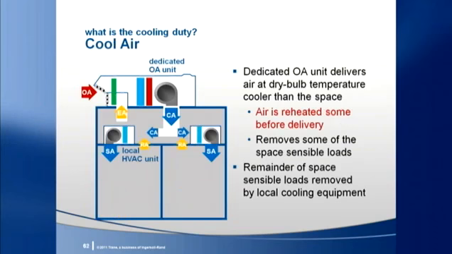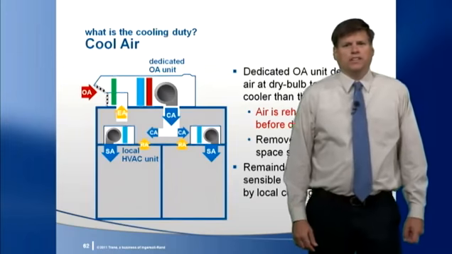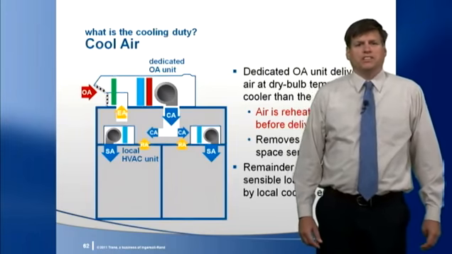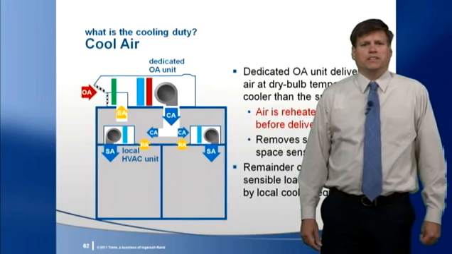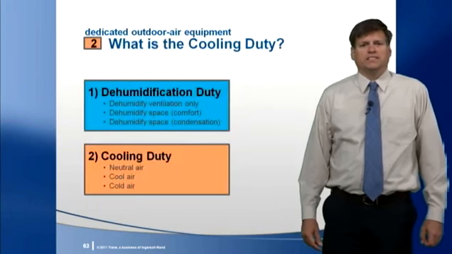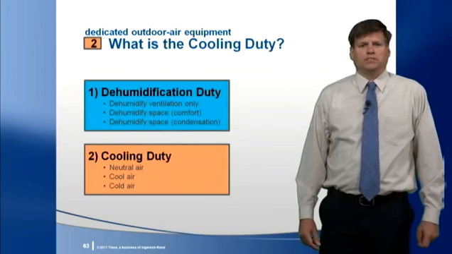Somewhere in between neutral and cold is cool air. In this case, the dehumidified outdoor air is still delivered at a temperature that is cooler than the space, removing some of the space sensible loads. However, sometimes there may be a limit on how cold the air can be. For instance, if the conditioned outdoor air will be delivered to an open ceiling plenum, that air should be reheated to a dry bulb temperature that is higher than the dew point within that plenum to prevent condensation. Or in applications where the required dew point is very low, the design engineer may want to reheat the air up some before delivering it directly into occupied spaces. This defines the second piece of the puzzle. What is the cooling duty?